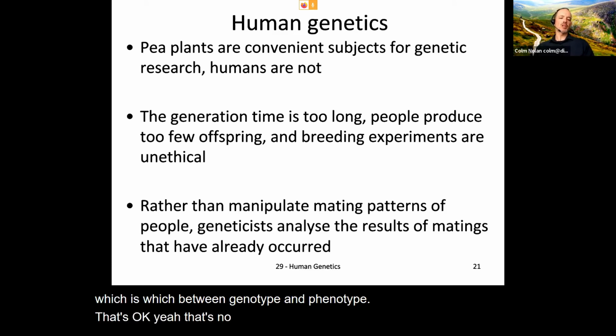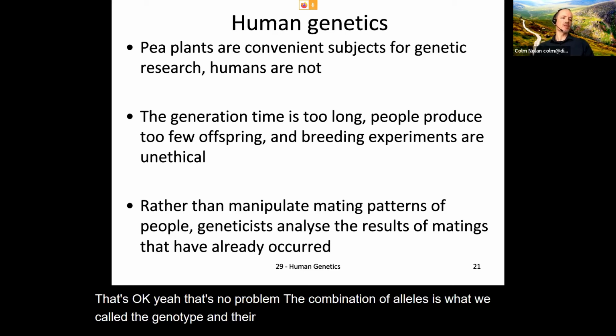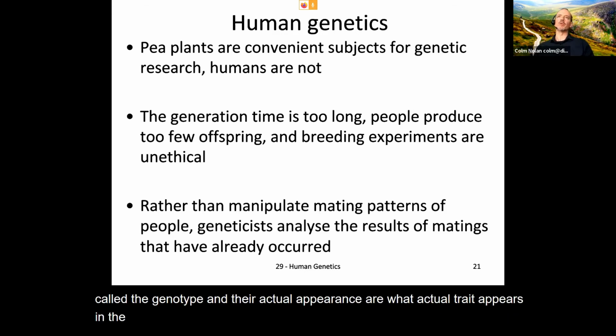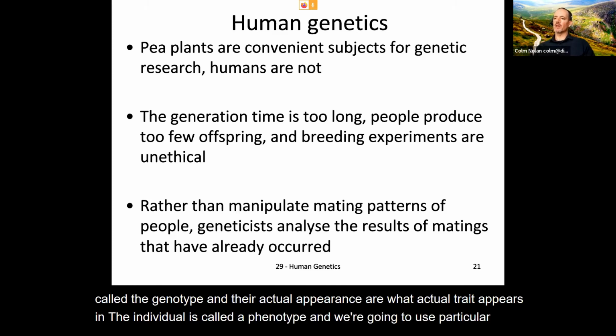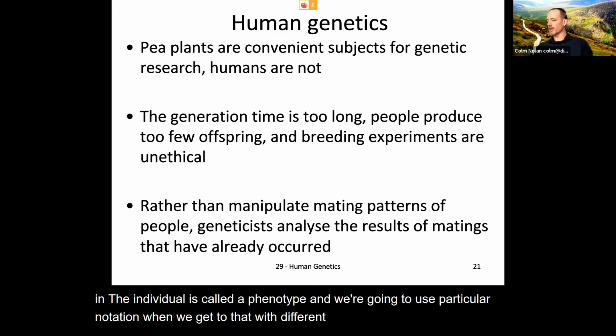The combination of alleles is what we call the genotype, and the actual appearance, or what actual trait appears in the individual, is called the phenotype. And we're going to use particular notation when we get to that, with different letters for the alleles, but we'll get to that in a moment.